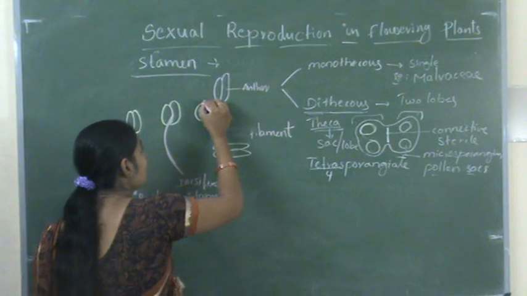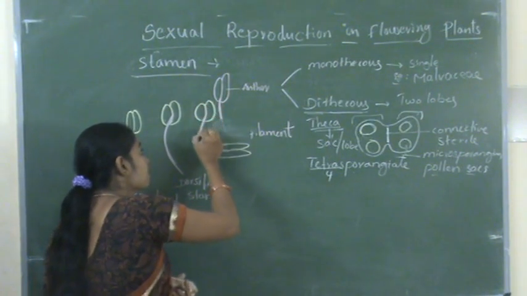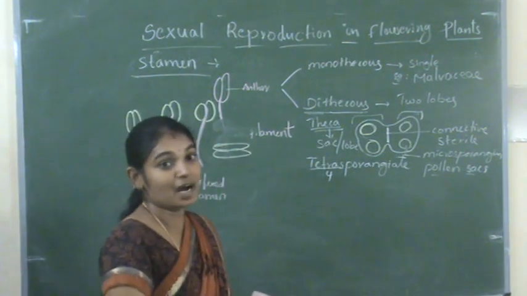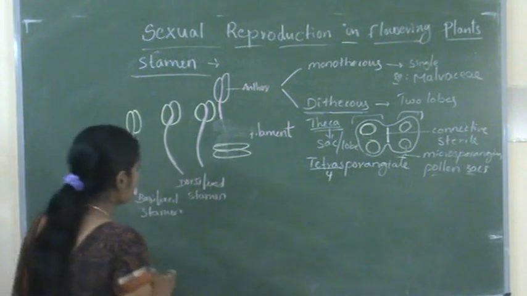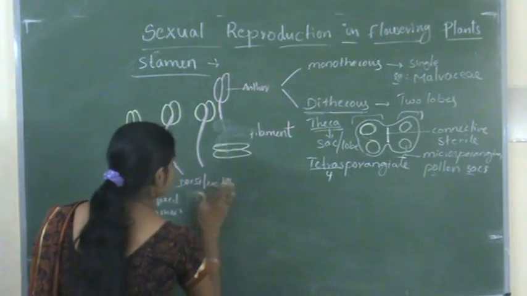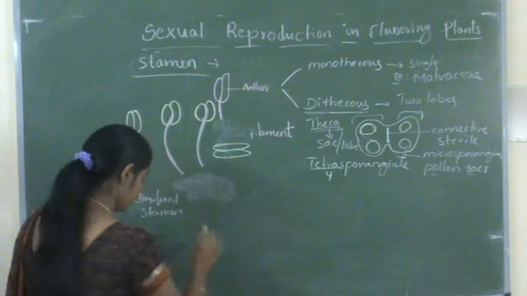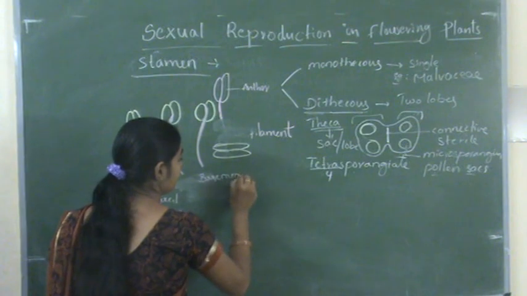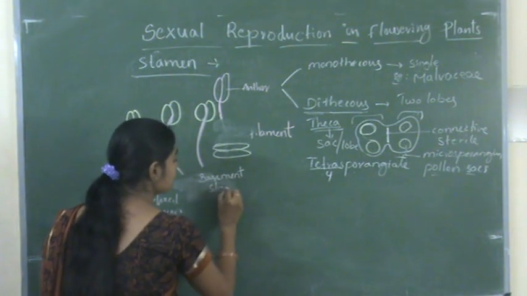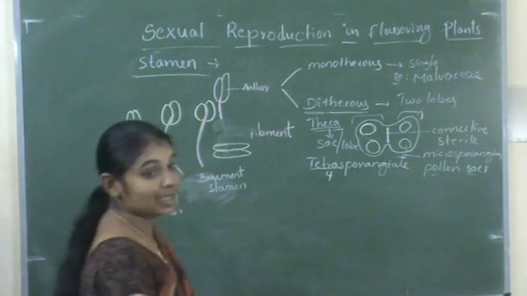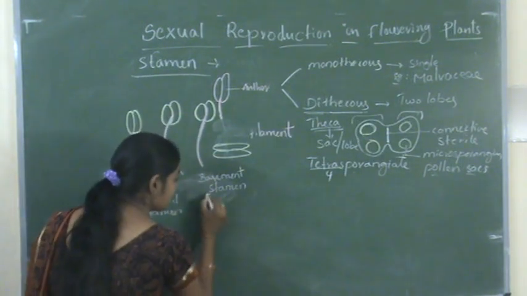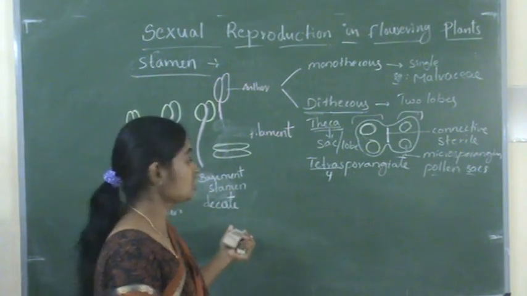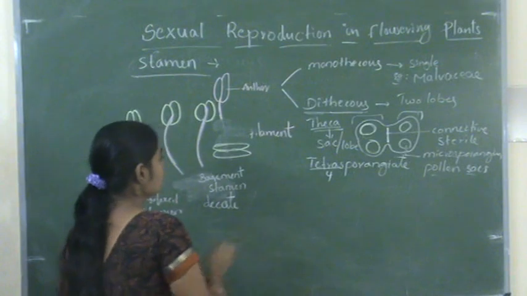And another one is where the filament is attached along the entire length of the anther. So it is called basement anther. Basement type of stamen, or decayed type of stamen.